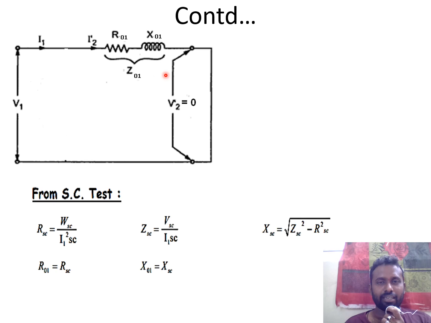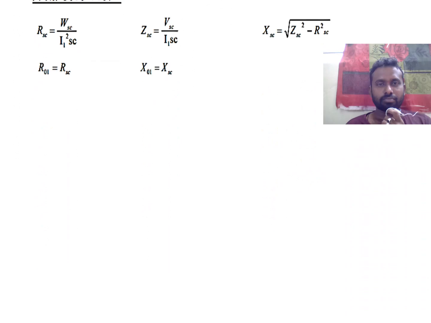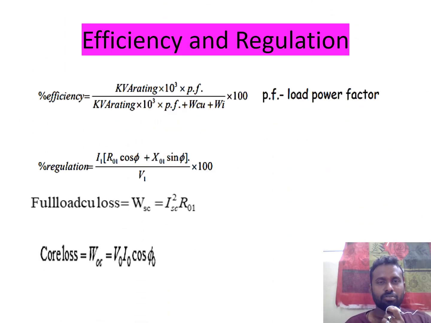So this is the equivalent circuit wherein you have neglected the parallel branch and you only have the series branch of R01 and X01 that you have already determined from the expressions that we have used. So now that was about the open circuit and short circuit test. Now how to find efficiency and regulation. First we'll look at the expressions for them, and I think I did not discuss regulation. We'll discuss it in the next slides after discussing efficiency.